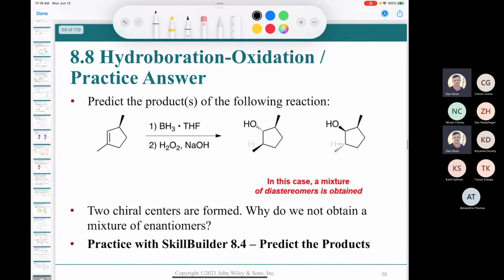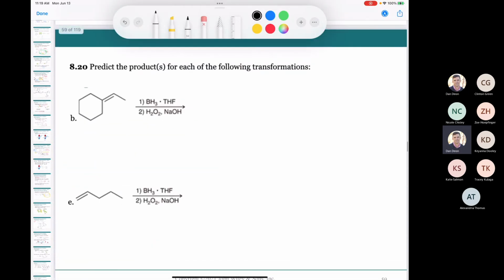So here it is summarized here. We don't end up with a pair of enantiomers because we already have a chiral center in our molecule. Let's take a look at another practice problem here. Anti-Markovnikov addition of water, because both of these involve an alkene that's undergoing hydroboration-oxidation.